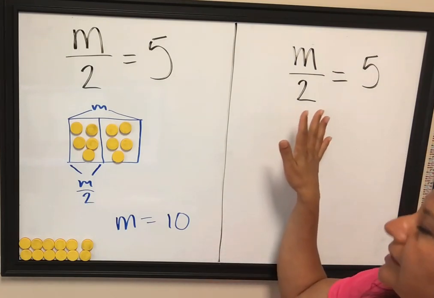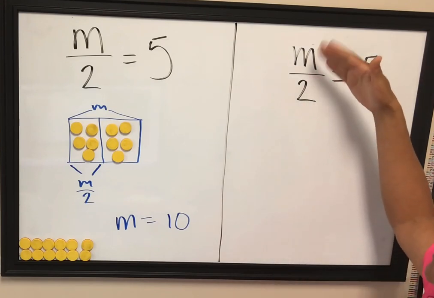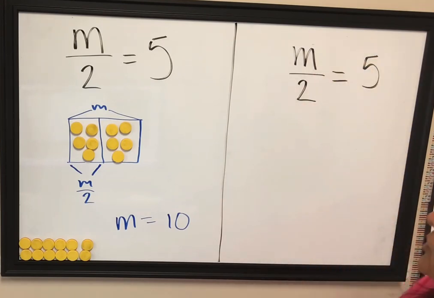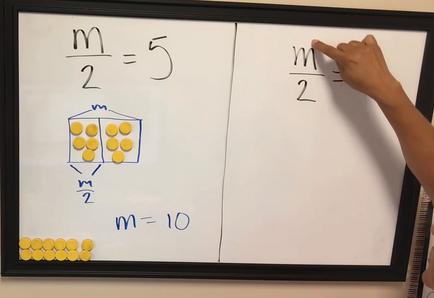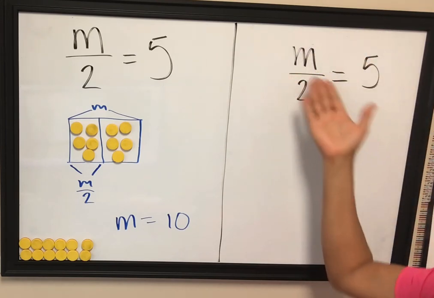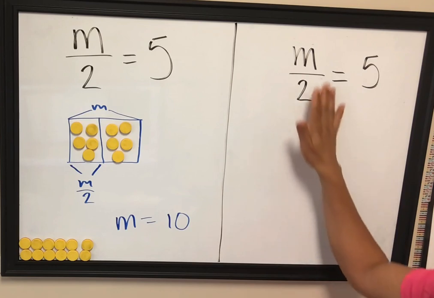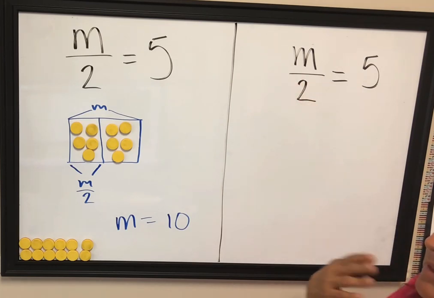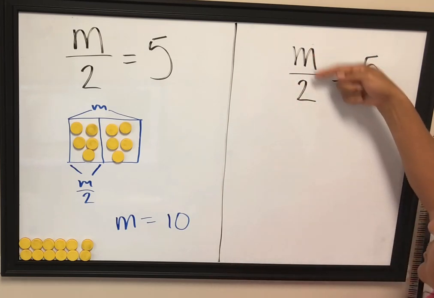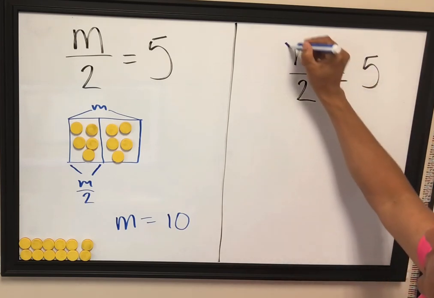If we look at it using the standard algorithm, we say that a fraction represents division. And in order for me to isolate this variable, right, or leave this m by itself, I need to move this divided by 2 portion of the equation. So in order for me to get rid of this 2, I need an inverse operation. Right now, this is representing division, and the inverse operation to division is multiplication.